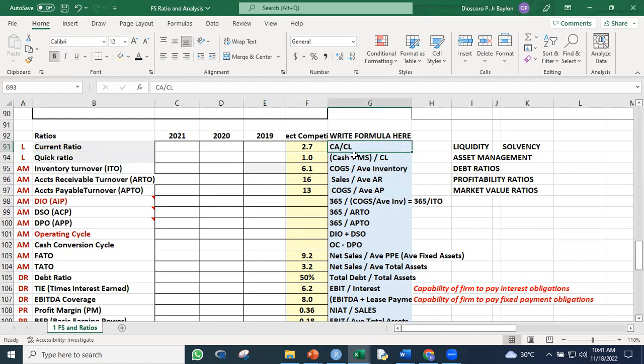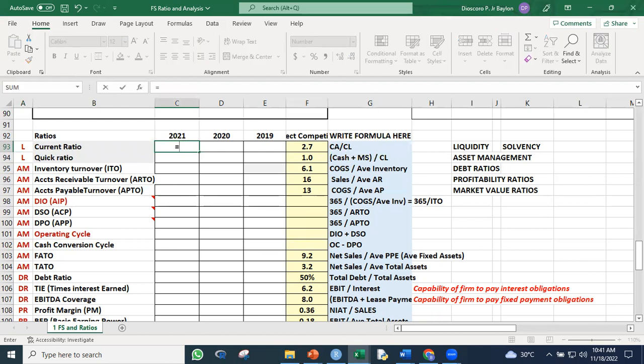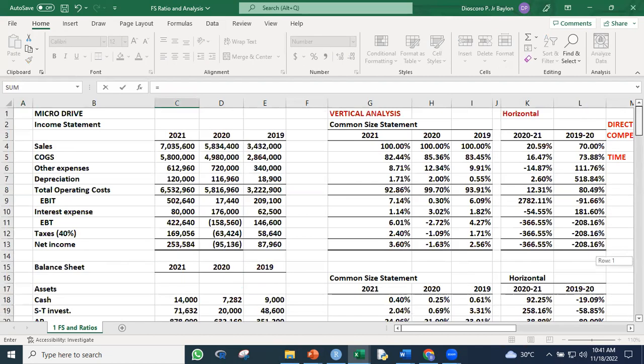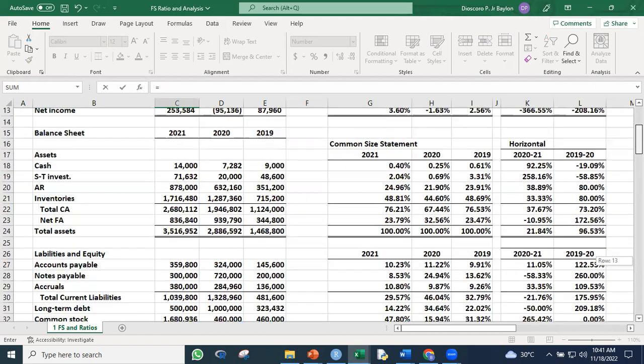The formula is your current assets divided by your current liabilities. So let's compute for this. Our current assets is, here, current assets total, and then we divide by the total current liabilities, this one.